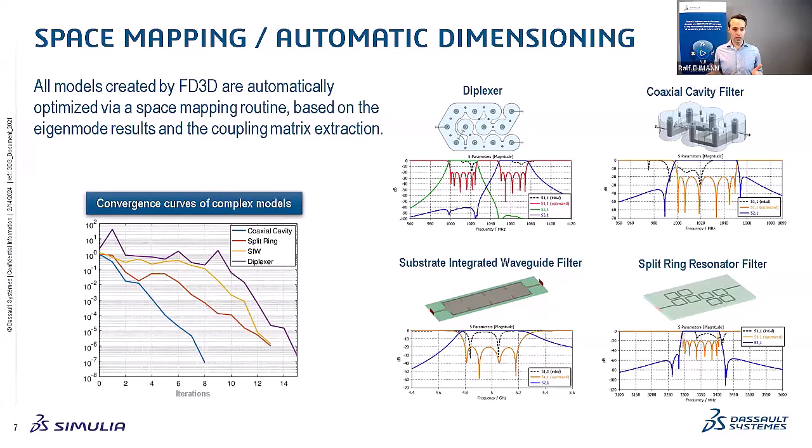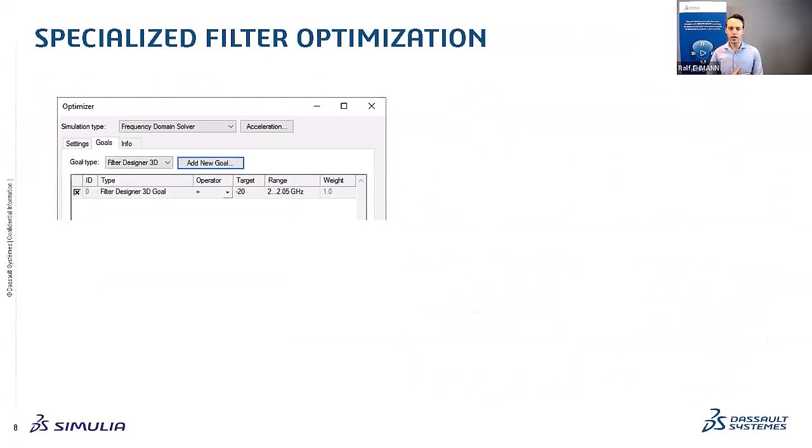What is remarkable is that even for the worst case scenario, which is the diplexer, where you expect this to take longer, it's in less than 15 full wave iterations that you go from a completely detuned response to something that is almost perfect. So yes, let's just embrace these really remarkable results that we are getting here. And we see this consistently. If you go through all the examples that we have in these templates in FT3D, you will see similar results.